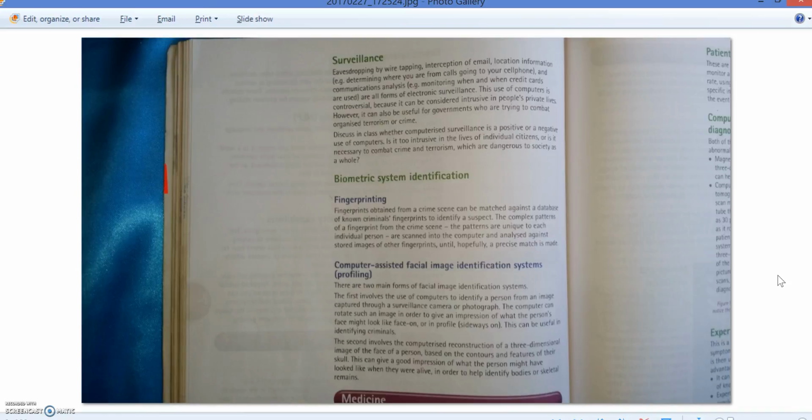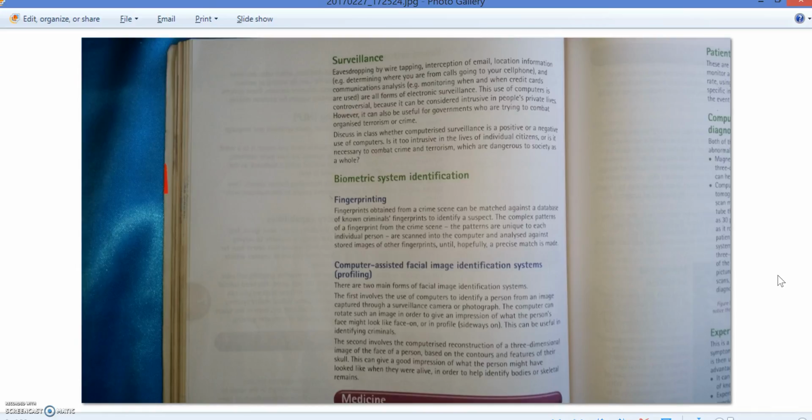Then we have surveillance. Now we are talking about surveillance by actual law enforcement personnel, not criminals. These are all supposed to be done while trying to protect people, while trying to solve crimes, and so on. So we are saying that surveillance would involve eavesdropping by wiretapping, or basically being able to eavesdrop on your phone calls, interception of email, location information, for example, determining where you are based on calls going to your cell phone, because remember your cell phone would actually connect to certain cell towers, so they actually have an idea of where you might be located. Communications analysis.